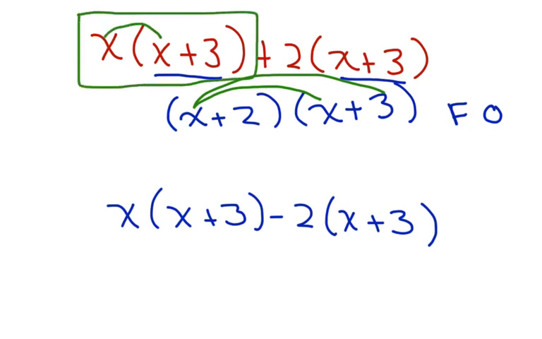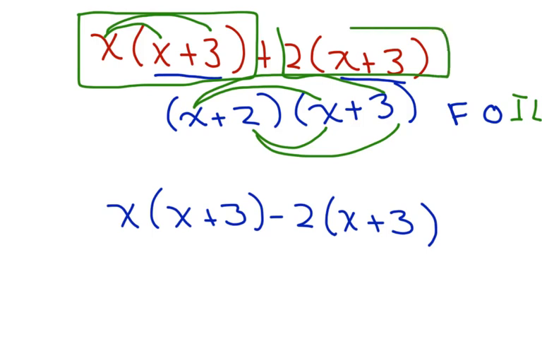X times x, times x times 3. Then we do the inner and last, which is these two. 2 times x plus 2 times 3, which is this part right here. So that was pretty easy.